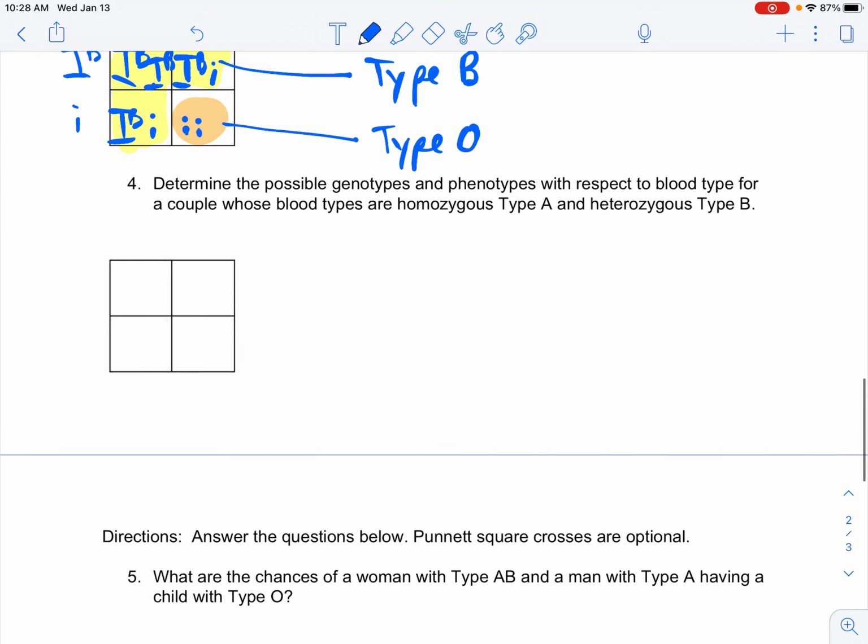Number four, determine the possible genotypes and phenotypes with respect to blood type for a couple whose blood types are possible genotypes of the offspring. I guess I forgot to put that word in there. For a couple whose blood types are homozygous A, and heterozygous B.